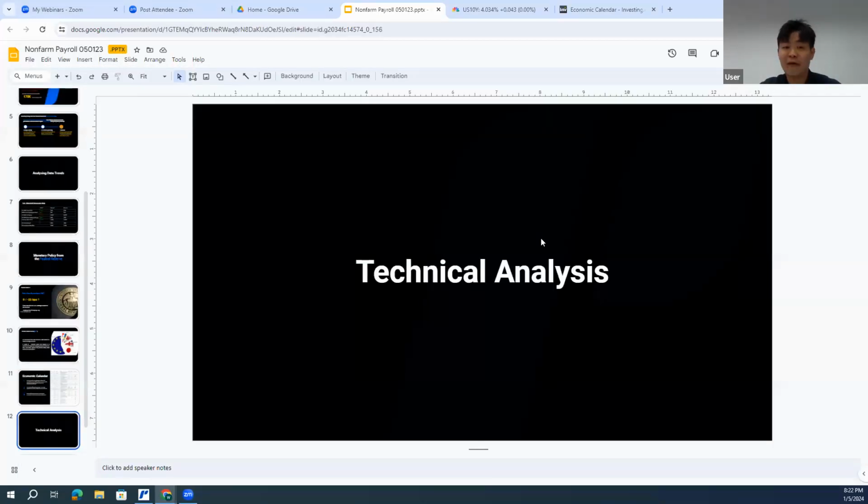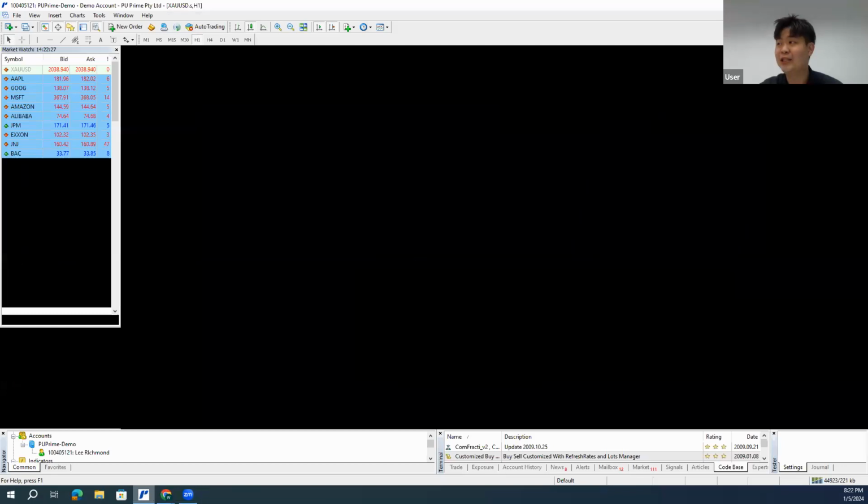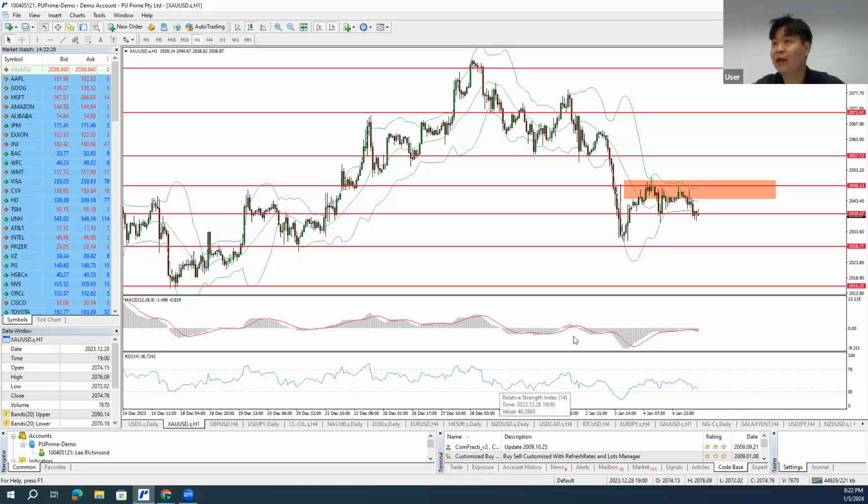Okay. So now we are going to analyze a few technical analysis views, to let you understand what should happen to gold after the NFP and before the NFP. It's just an opinion. So recently, this is the gold chart, and this is H1 gold. You can see that the overall trend for gold recently is consolidated.